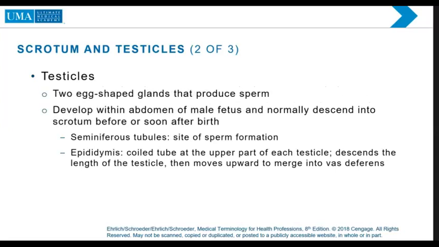The testicles are 2 egg-shaped glands that produce sperm. They develop within the abdomen of the male fetus and normally descend into the scrotum before or soon after birth. Seminiferous tubules are the site of sperm formation, and the epididymis is a coiled tube at the upper part of each testicle that descends the length of the testicle, then moves upward to merge into the vas deferens.